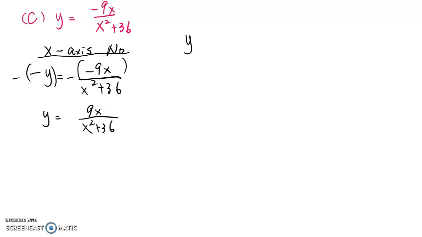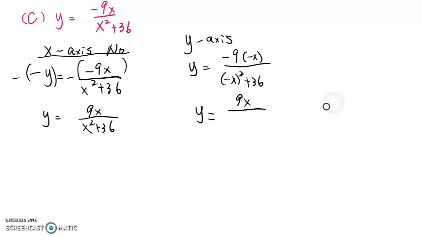Now testing for the symmetry for the y-axis, I need to replace x by negative x. So I have y equals negative 9, instead of x, I have negative x. Similar here, bottom negative x squared plus 36. Well, on top is positive 9x, at the bottom is x squared plus 36. If you compare this to the original equation, still not the same. So I have to say it's not symmetrical with respect to the y-axis either.